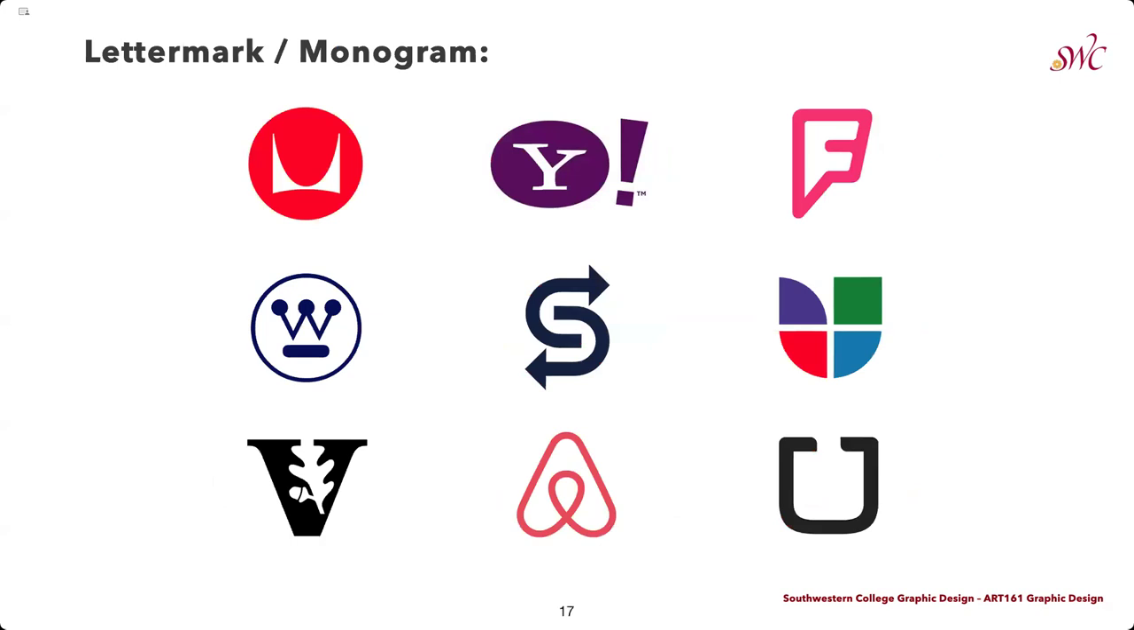Another option is a letter mark or a monogram. And this often takes maybe the first letter of whatever the company's name is, right? Whether it's Yahoo with the Y, or Uber down here with the U, or Airbnb, or Westinghouse. Motorola up at the top left, which is a little bit more of an obscured M, but still kind of represents the M shape within the space there.